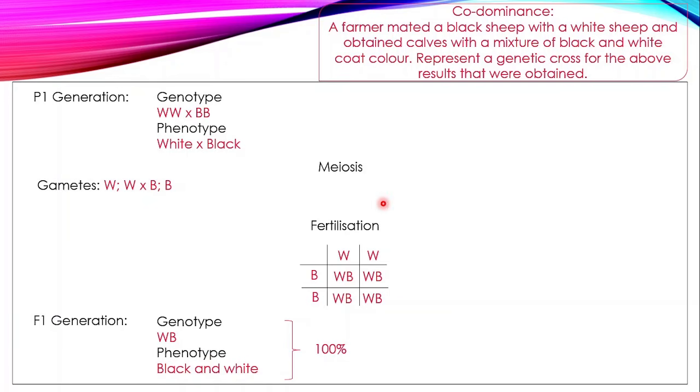Why? Codominance, so the white and the black are equally dominant. So in the phenotype, it will show up as black and white. It will not be a mixture of the two like in incomplete dominance. It will not make gray. It will be a full combination because both are equally dominant. So black and white. And then 100% of the offspring will show this, because here all of the offspring show WB.